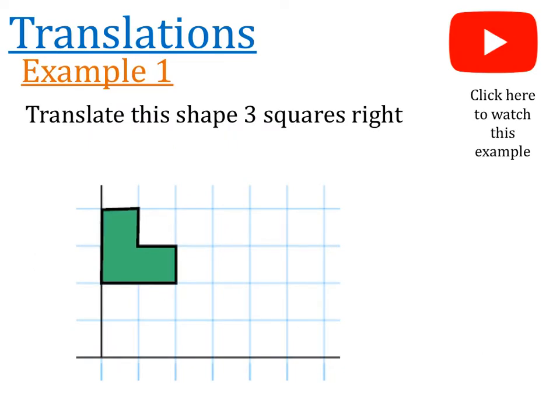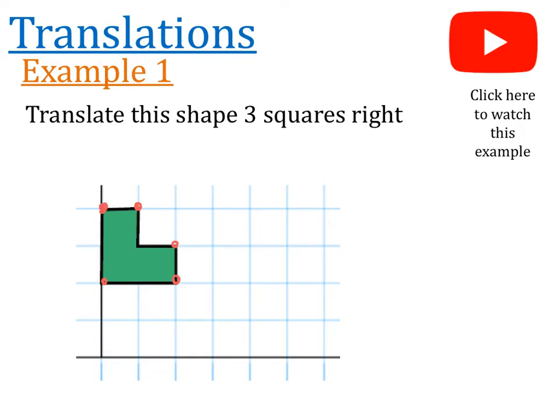All right, here we go with our first example. So this example says, translate this shape 3 squares to the right. So the first thing that I need to do is figure out where all of the corners are going to be. So here's a corner, here's a corner, here's a corner, here's a corner, and here's a corner. There's another one, but we don't necessarily need to move that. And what I want to do is move every single one of these red dots 3 squares to the right. So I'm going to start up here in the top left-hand corner.